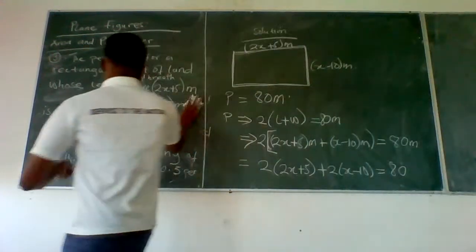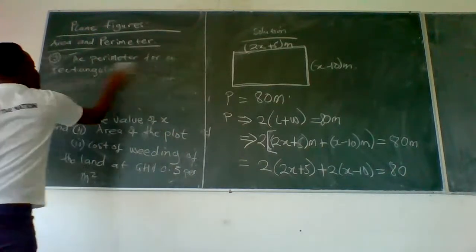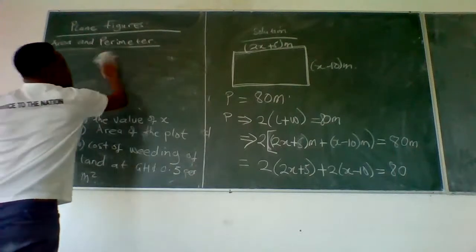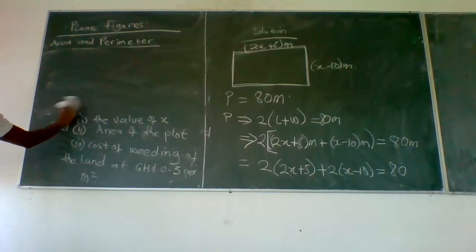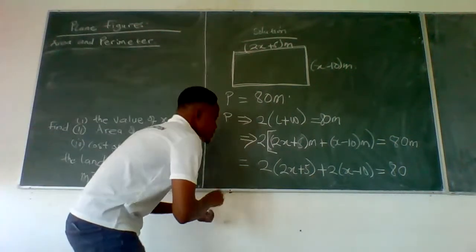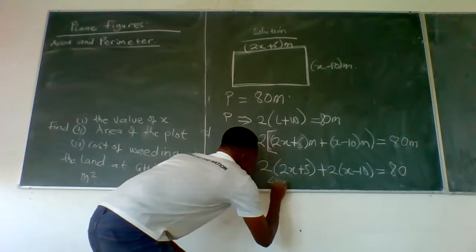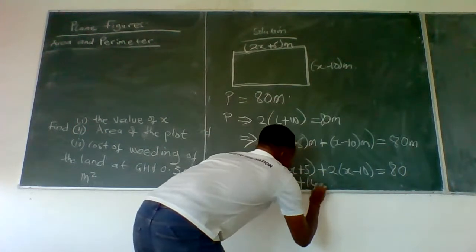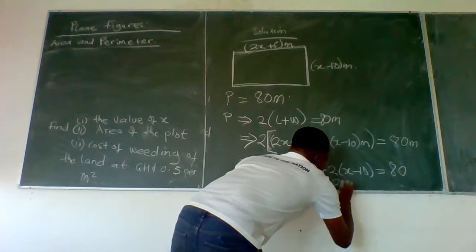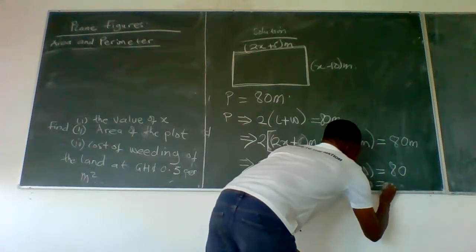Okay, I hope you are okay with the question. So we have this. We can expand this. 2 multiplying 2x will give us 4x, plus 2 times 5 will give us 10, plus 2 times x, 2x. 2 times negative 10 will be negative 20, and this one is equal to 80.